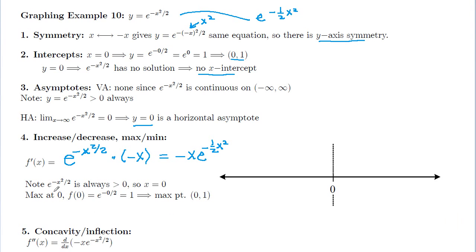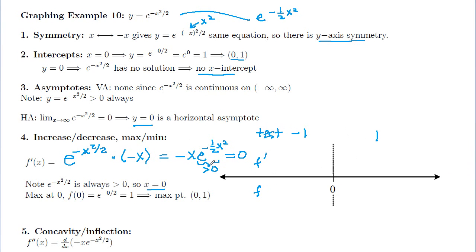And then notice since e to the negative x squared over 2 is always greater than 0, remember we want to take this and set it equal to 0. Well, this piece is always greater than 0. So the only way that this product can be equal to 0 is if negative x is equal to 0, which means x equals 0. So x equals 0 is our only cutoff for f prime. So let's look at f prime above the number line and f below the number line. Let's test negative 1 and positive 1.